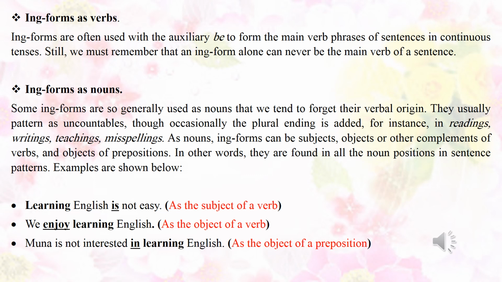-ing forms as nouns. Some -ing forms are so generally used as nouns that we tend to forget their verbal origin. They usually pattern as uncountables, though occasionally the plural ending is added, for instance, in readings, writings, teachings, misspellings. As nouns, -ing forms can be subjects, objects, or other complements of verbs and objects of prepositions. In other words, they are found in all the noun positions in sentence patterns.